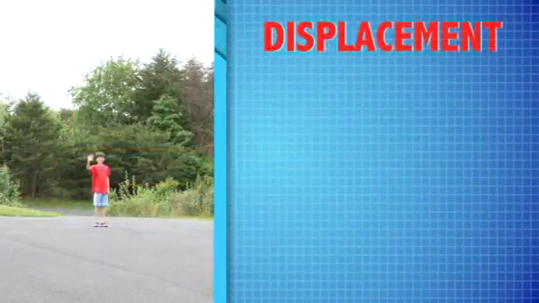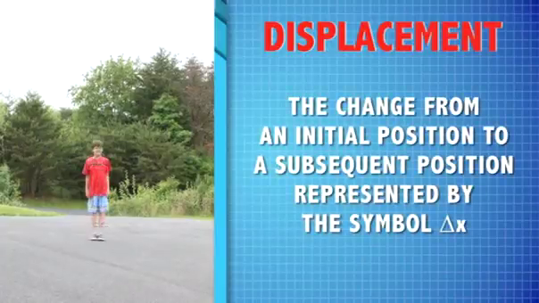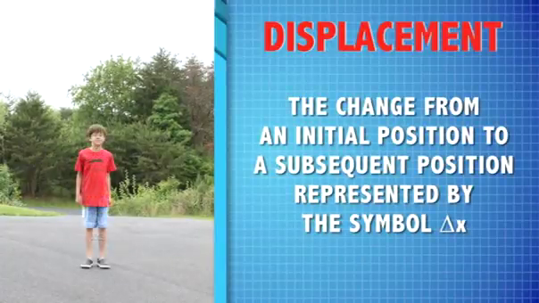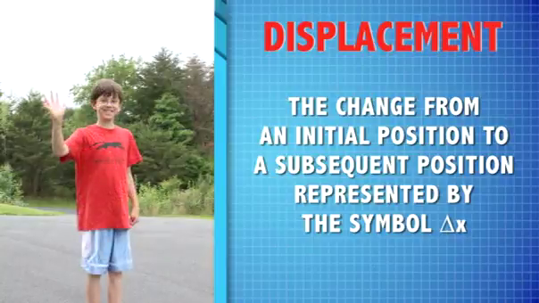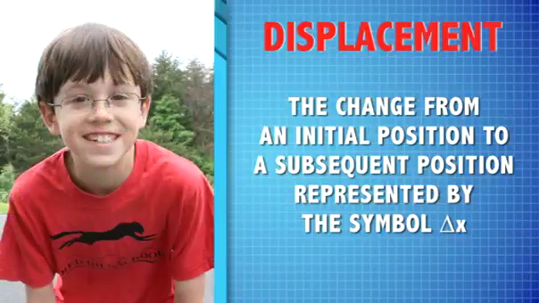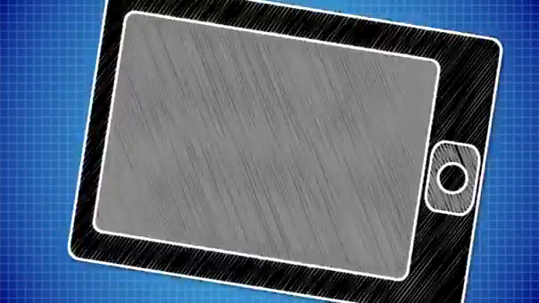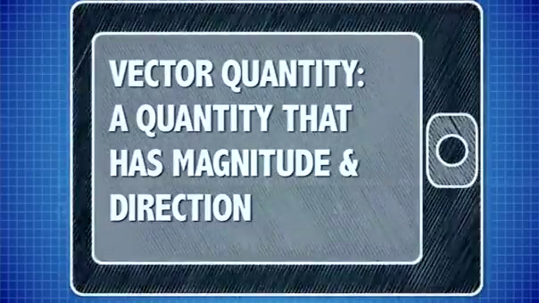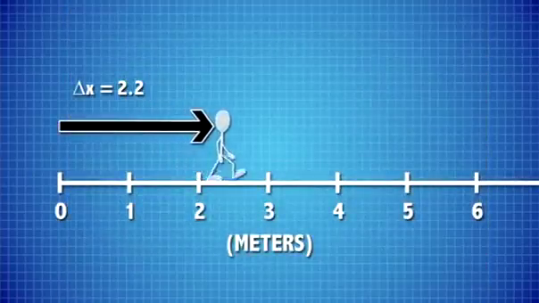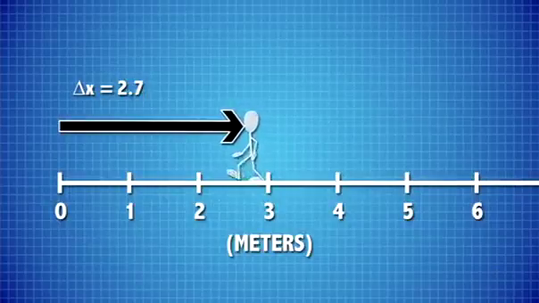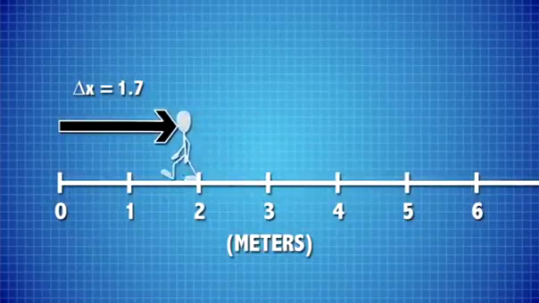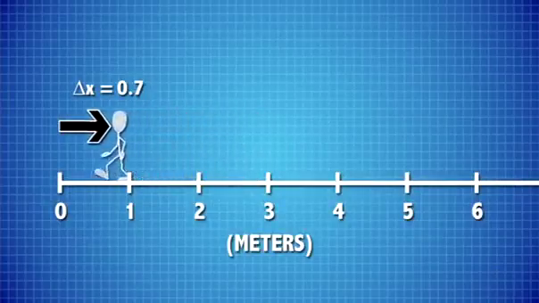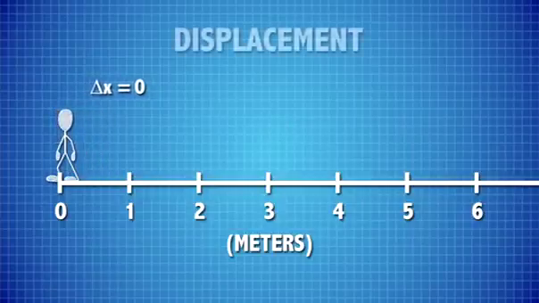A related concept is displacement. Displacement is the change from an initial position to a subsequent position, represented by the symbol delta x. It is a vector quantity. If we look at the same example we gave for the distance, he travels 3 meters, he turns around, he walks back to his original position. So the total displacement is 0.